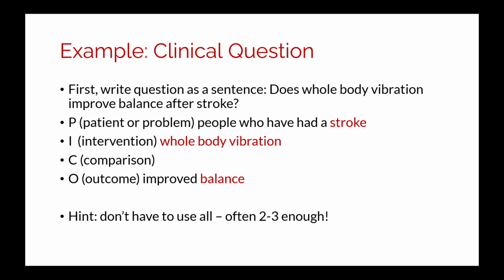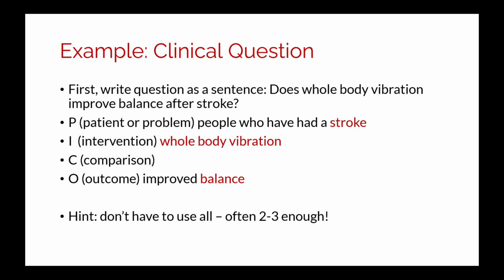Here's an example. If you had an ideal article, what would be the title? My ideal title would be, "Does whole body vibration improve balance after stroke?" Then break it into PICO pieces or keywords. P, problem, people who have had a stroke. I, intervention, whole body vibration. C, comparison. O, outcome, improved balance.